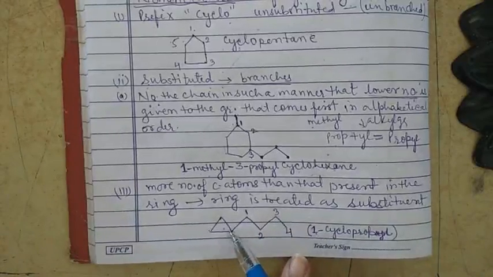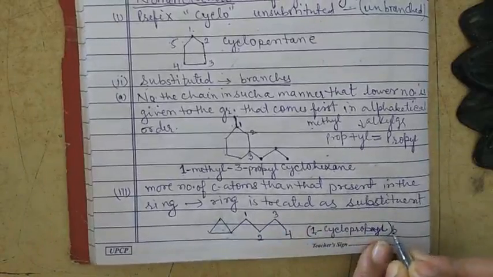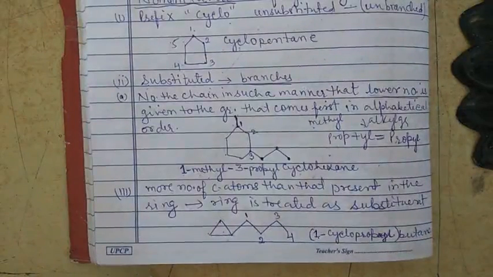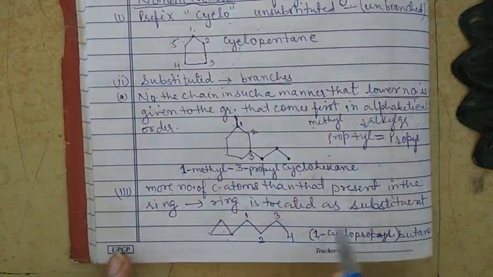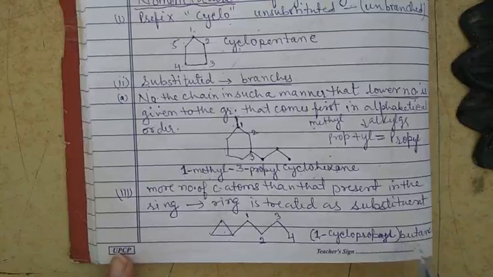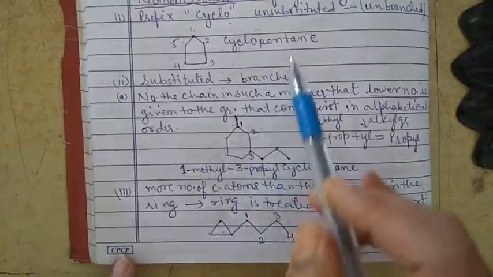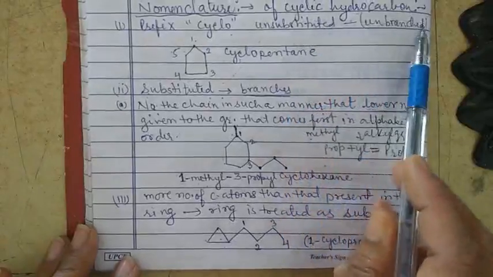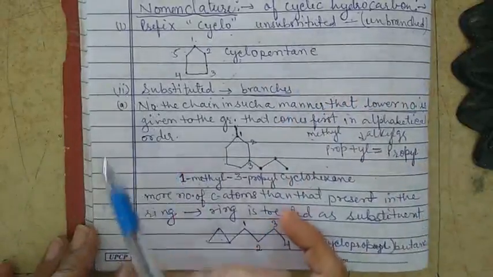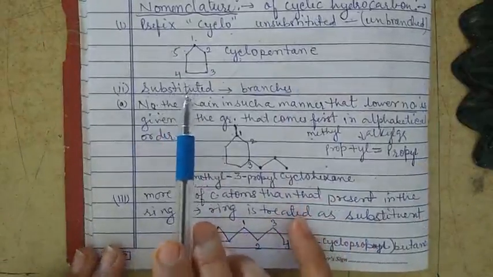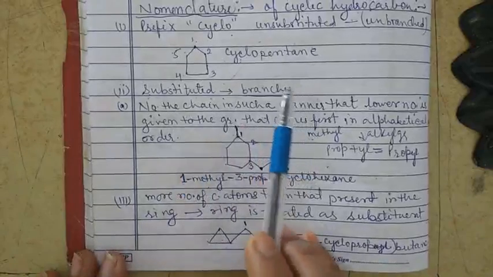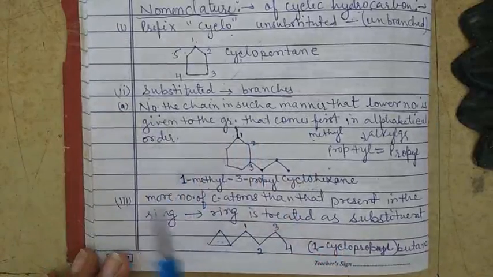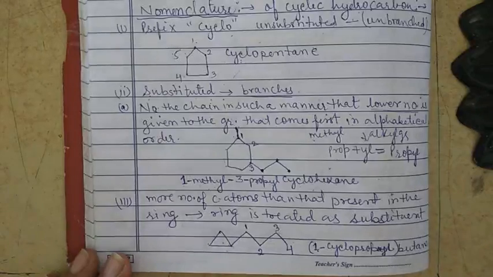So the name is 1 cyclopropyl butane. Its name is 1 cyclopropyl butane. So this is the special kind of nomenclature for the cyclic hydrocarbon. And this is the type of nomenclature when the substituent or the side chain is branched. If the side chain is branched, we have to follow such rules to name the cyclic hydrocarbon.